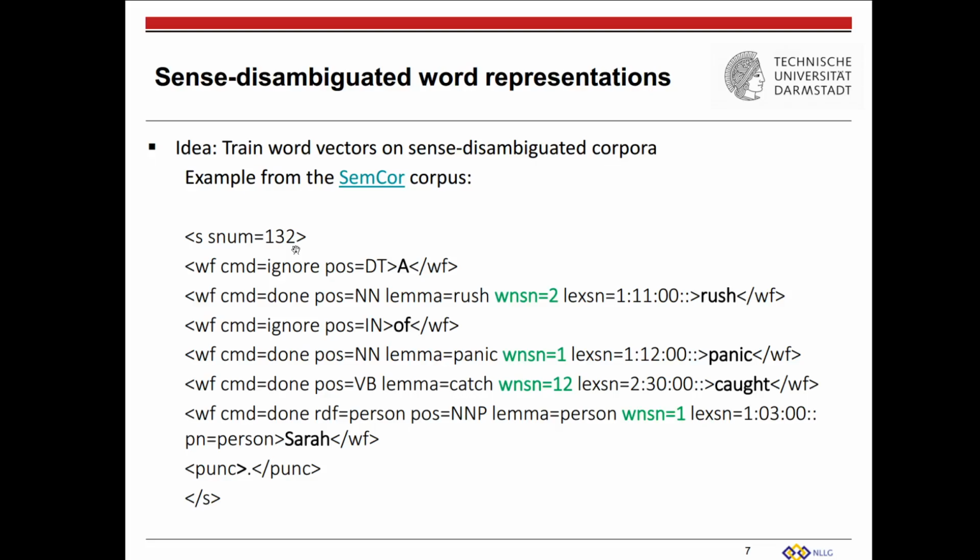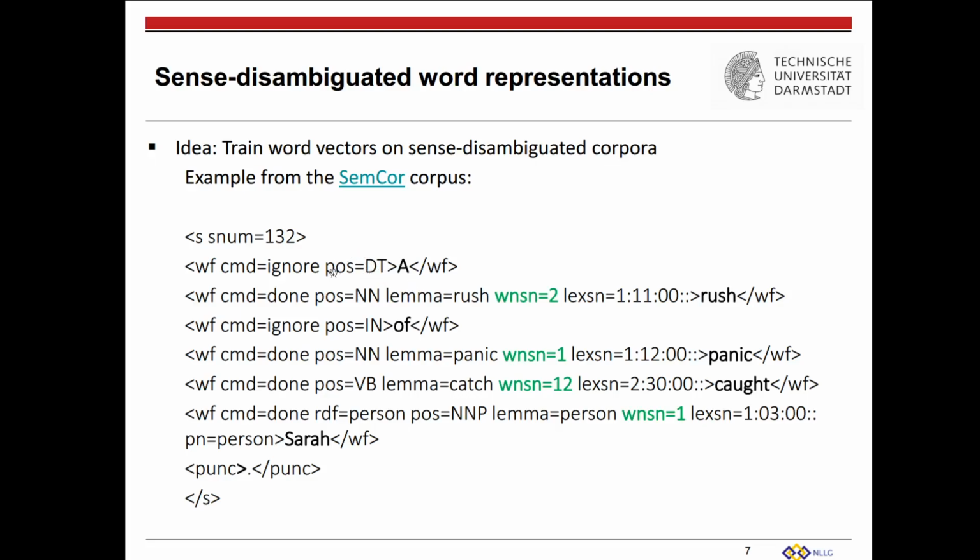So there were a couple of papers trying to address that. One of these papers was doing something like the following. They had a sense disambiguated corpus where there was text like, let's say, a rush of panic called Sarah. So this is one sentence, but in this corpus, obviously, there are several thousand or hundreds of thousands of sentences. They are annotated by humans.